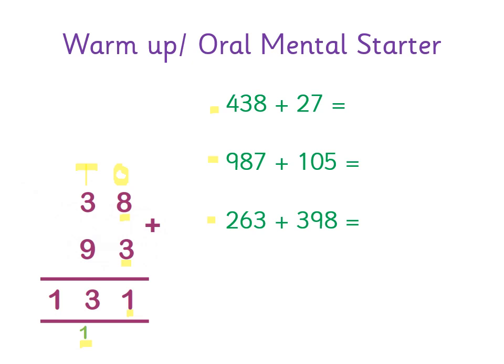Then I have my 10s, I add 3 and I add 9, which is 12, and I'm not forgetting this extra one that I've carried here, which gives me 13. So I write my 3 in my 10s column, my 1 in my 100s. So therefore my answer to 38 plus 93 is 131. You should pause the video now, have a go at these questions, and then move on to your task for today.